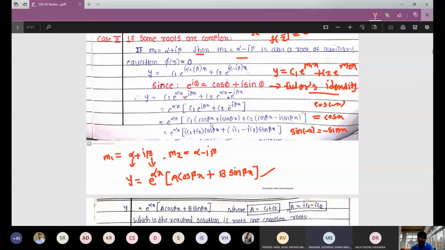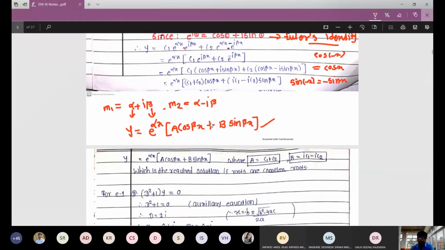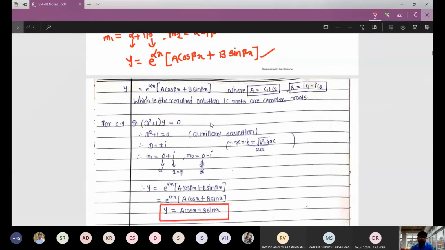Okay, let's go to the example. Yes, I'm showing you one example. Sir, could you explain case number 3 again?